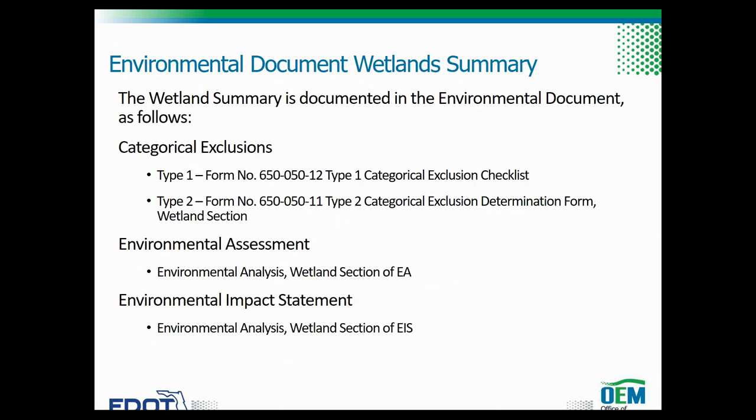The location of the wetland summary within the document is dependent on the environmental document being prepared. For Type 1 categorical exclusions, the wetland summary is documented in the Type 1 categorical exclusion checklist. The wetland section of the Type 2 categorical exclusion determination form documents the wetland summary for Type 2 categorical exclusions. The wetland summary should be documented in the wetland section of the environmental analysis for both EAs and EISs. Please note there are chapters in Part 1 of the PD&E Manual as well as other NEPA introductory courses that provide guidance on how to prepare these types of environmental documents.